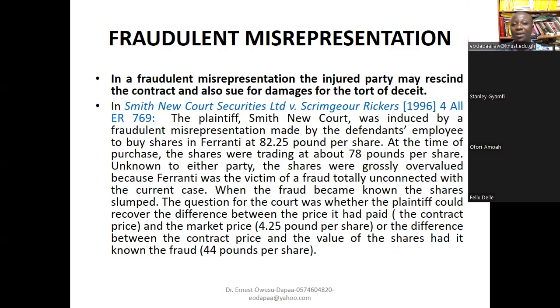Where you have made out fraudulent misrepresentation, you as the injured party or the victim can rescind the contract. That is to say, you can have the contract set aside.